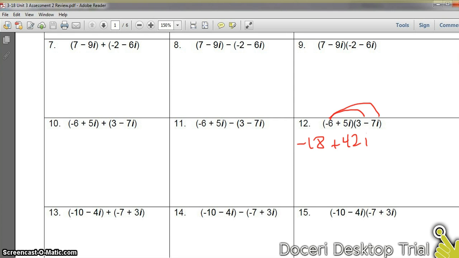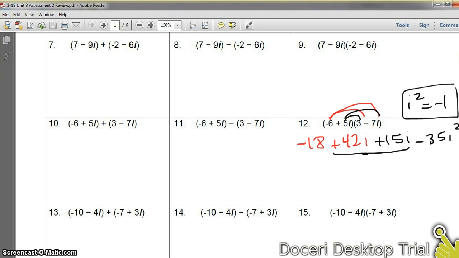Then you multiply the 5i. Let me choose a different color. Then you multiply the 5i by 3 and the 5i by negative 7i. So 5 times 3 is 15i. And 5i times negative 7i is going to be negative 35i squared. Remember that i squared is equal to negative 1. Keep that in mind.